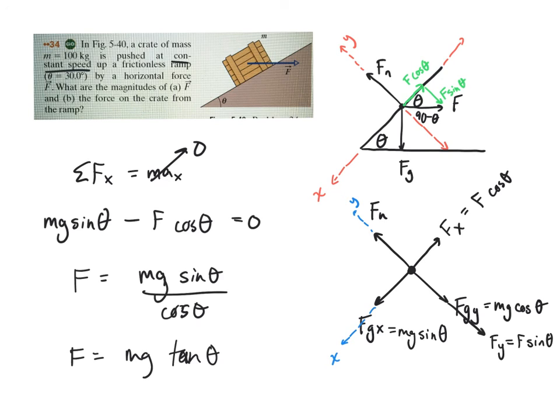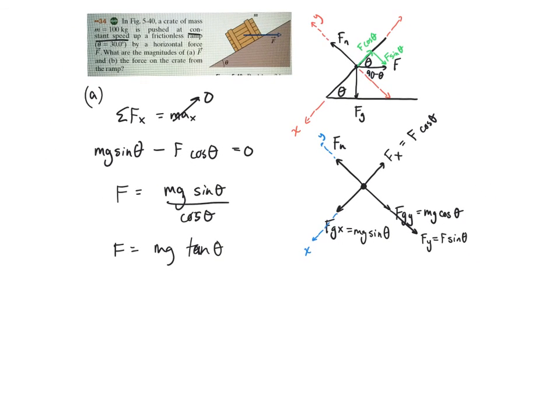Part B, find the force on the crate from the ramp. Find the force on the crate from the ramp. What did we say that was again? What's the word for that? Normal force. So we're looking for normal force. Normal force is in the y direction. So sum of the forces in the y direction equals 0.